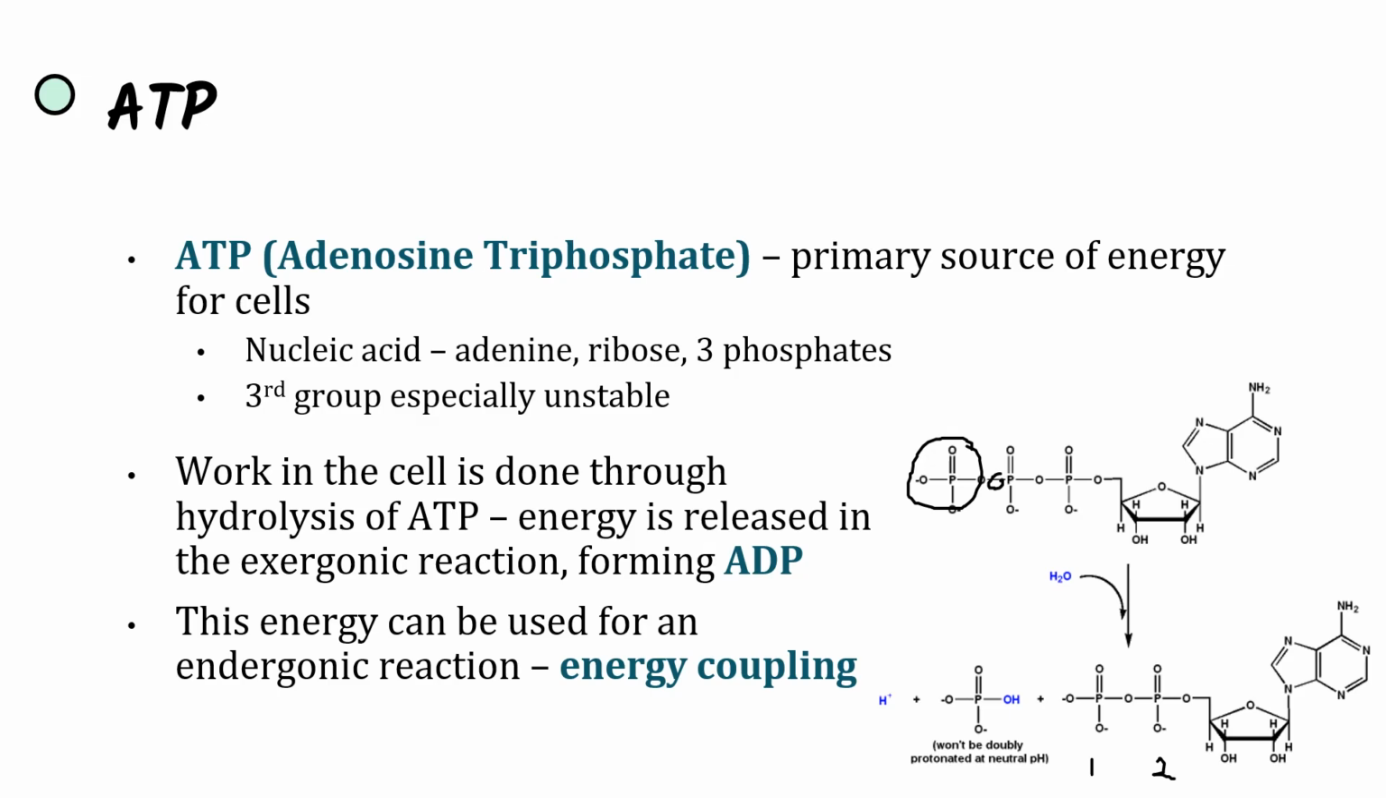And this energy can also be used for an endergonic reaction. And this leads me to talk about energy coupling. Essentially, once ATP has been hydrolyzed and energy has been released from ATP, that energy can be used to perform certain actions in the cell. So energy coupling is essentially pairing a process that releases energy with one that takes up that energy, in order to create a smooth cycle and fulfill the processes that the cell needs to perform.